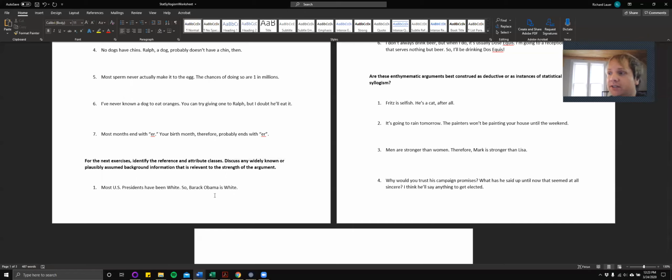So most US presidents have been white. Barack Obama is a US president, therefore Barack Obama is white. But we know that Barack Obama is not, I guess, under the strictest definition, a purely white European-descended male.